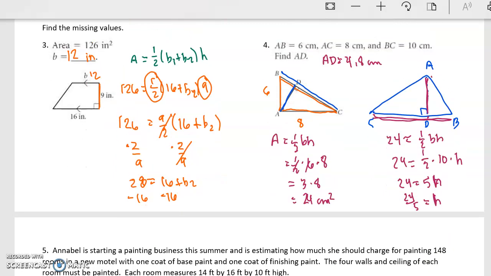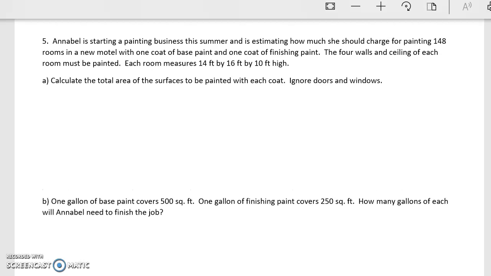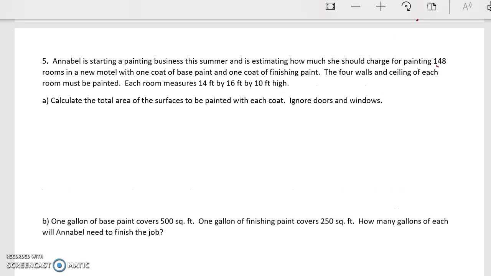Let's take a look at some application questions. Annabelle is starting a painting business this summer and is estimating how much she should charge for painting 148 hotel rooms with 1 coat of base paint and 1 coat of finishing paint. The 4 walls and ceilings of each room must be painted, and the room measures 14 by 16 by 10.